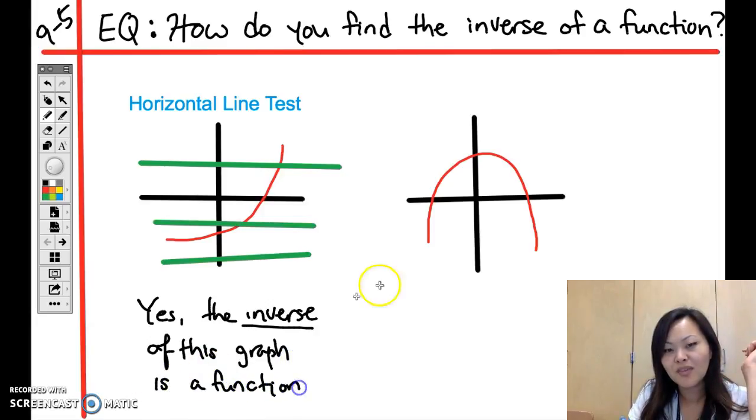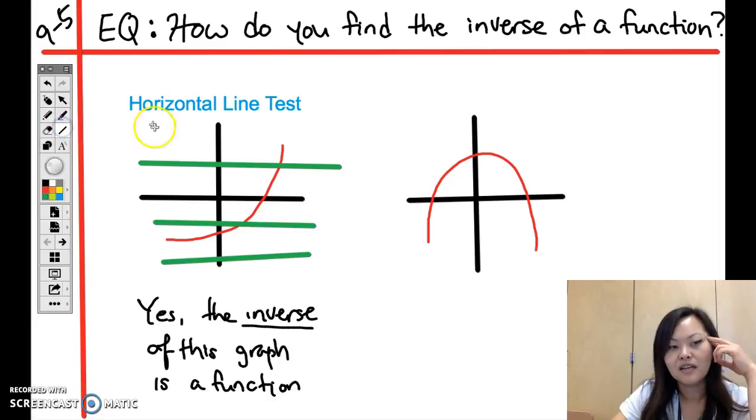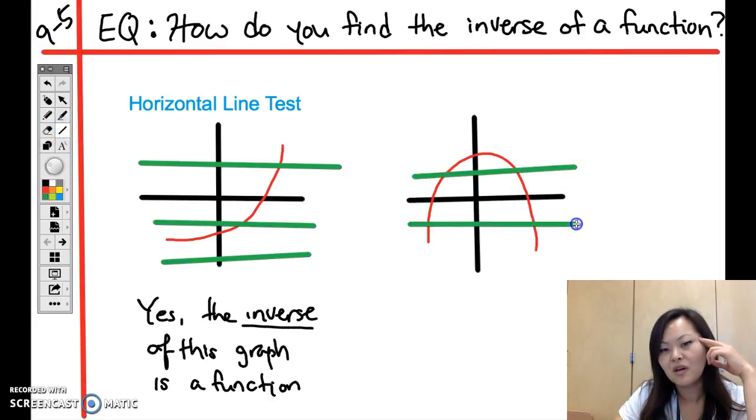So then I want you to work on the second one yourself, okay? So go ahead and draw some horizontal lines. What's your answer? Well, I can't wait for you, so let me just do it. So I'm just drawing some horizontal lines, and I notice right away, look at this line. The graph is touching this horizontal line at 2 points. Same thing over here, right?